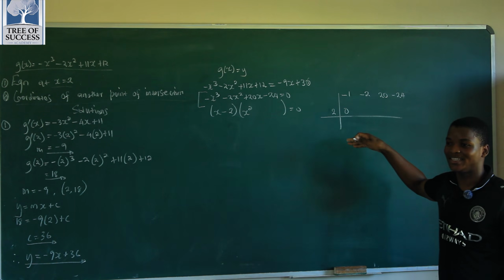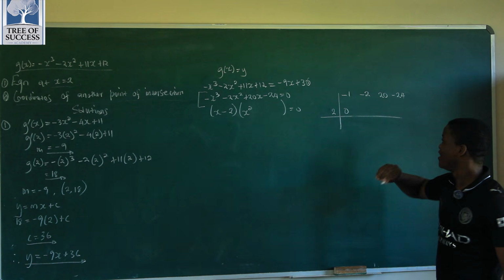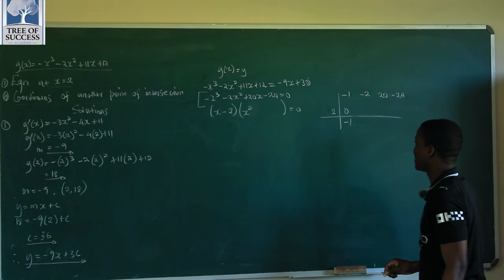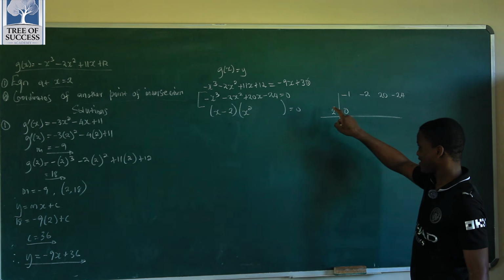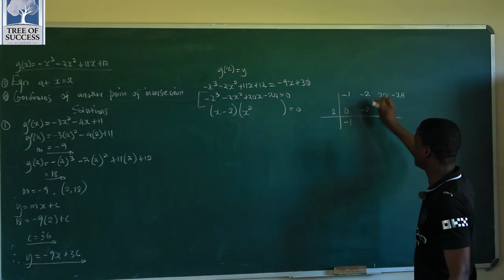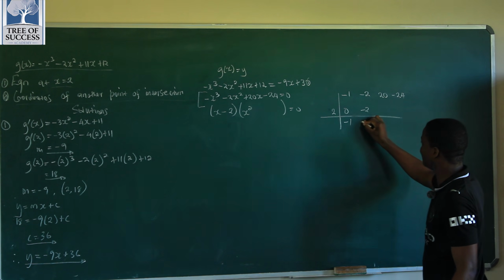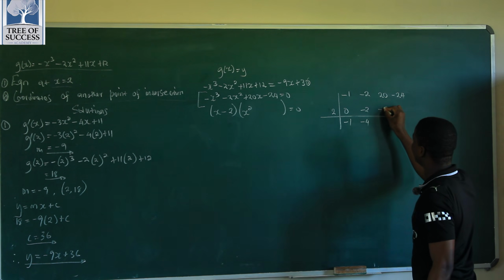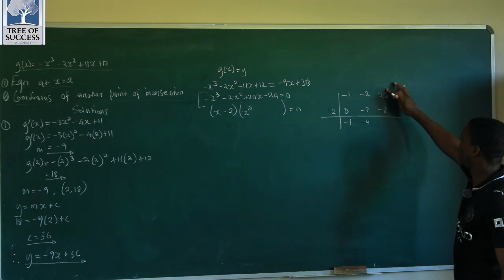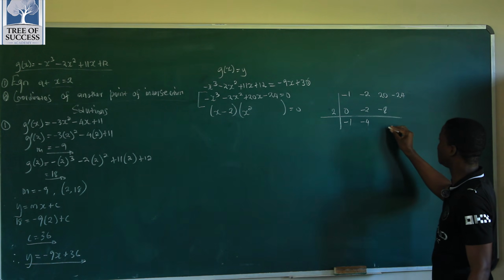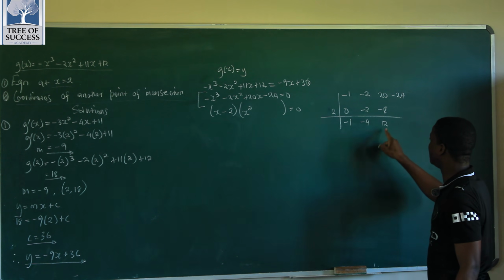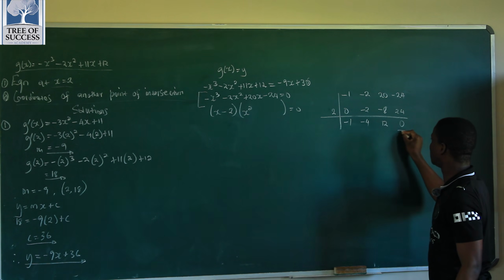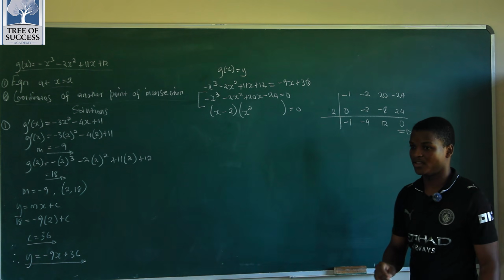So vertically we add, diagonally we multiply. So negative 1 plus 0 is negative 1, right? Negative 1 times 2 is negative 2. Negative 2 plus another negative 2 is negative 4. Negative 4 times 2, it is what? It's negative 8. Negative 8 plus 20, it is 12. Then 12 times 2 is 24. Then this sums up to 0. Minus 24 plus 24, it is 0.